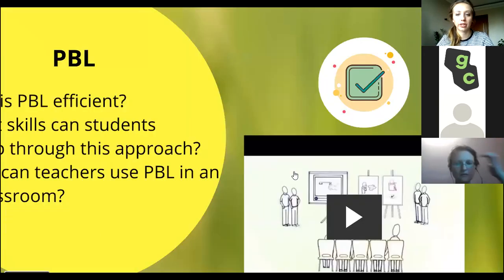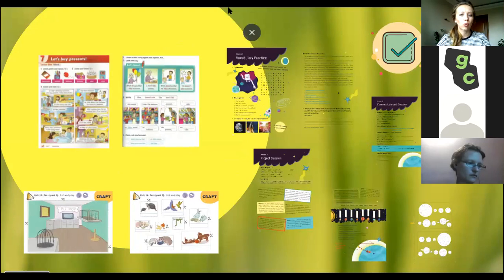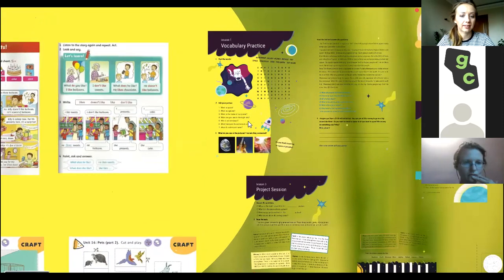So I'm going to show how we use TBL, task-based learning, and PBL with higher levels. For example, the step 4 that I showed you before, with a PPP method, the lesson was designed about a pet shop for kids who are 6-7 years old. So these materials that I'm about to show are designed for kids who are 9, maybe 10 years old. For example, one of their units is about space. And let's take a look.